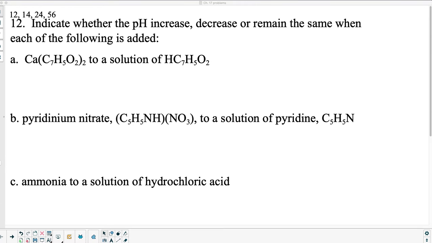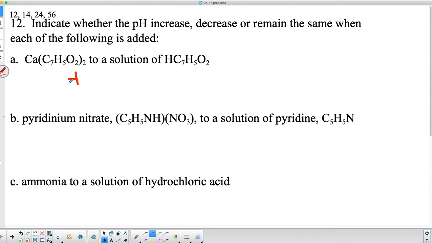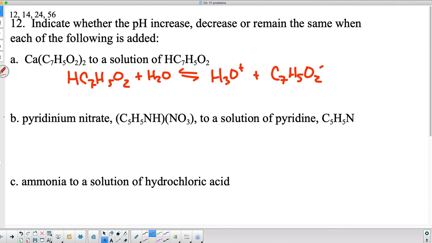This says indicate whether the pH increases or decreases or remains the same when each of the following is added. Okay, so for the first one, I just want to show you the first thing. If I got a solution of HC7H5O2 plus water, and then on this side here I get the H plus because they separate, actually H3O plus like that, and then plus the C7H5O2 minus like that.